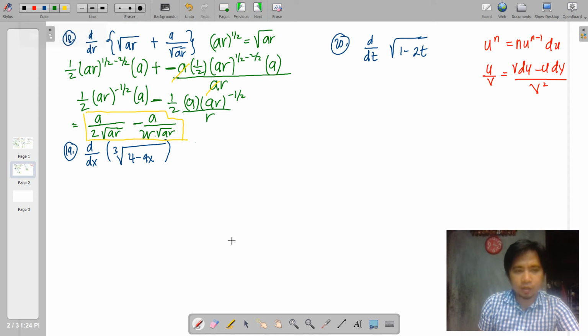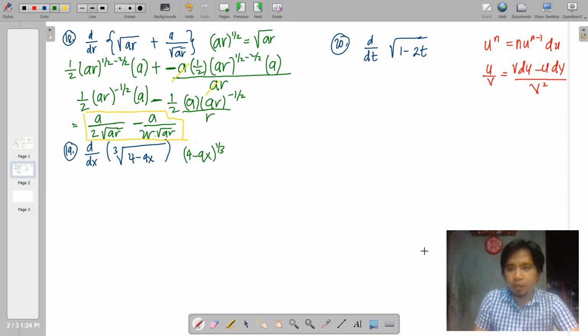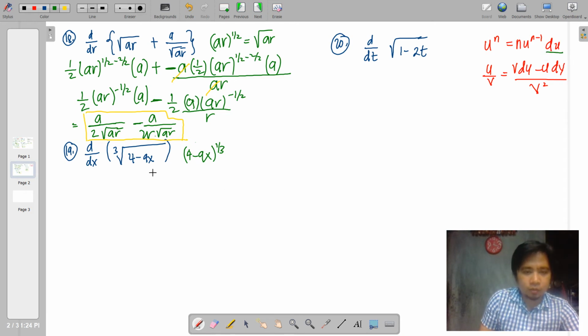Okay, for the 19th problem, we have another radical, but we can express this in terms of exponential form. So we write this as (4 minus 9x) raised to 1/3. And then from this, we're going to execute the power formula: u raised to n is equal to n u^(n-1) du. So again, do not forget this du. So first, we bring down 1/3.